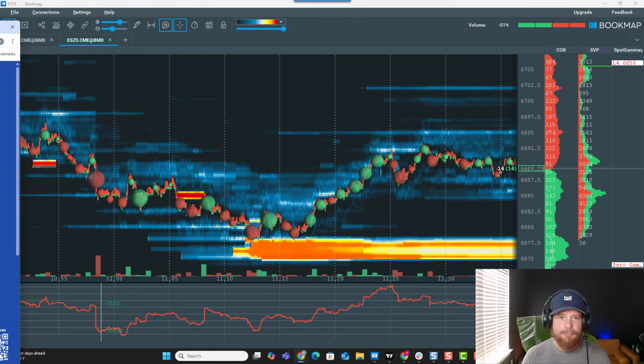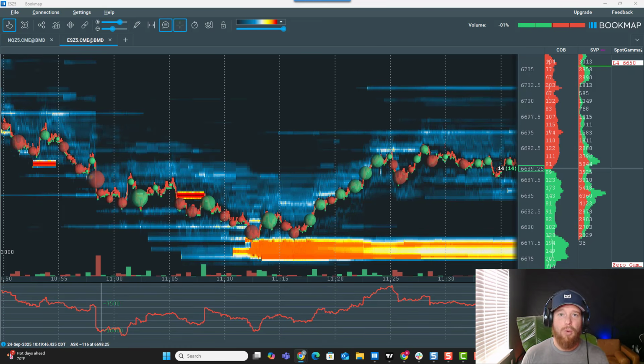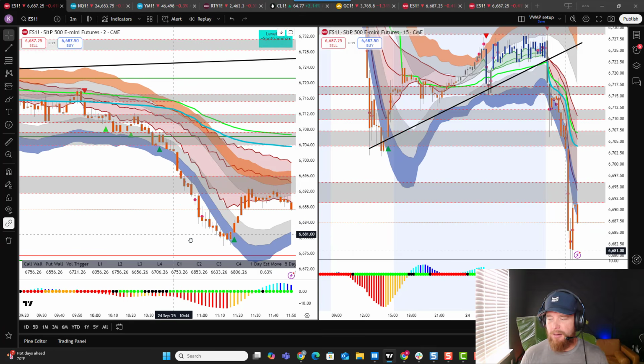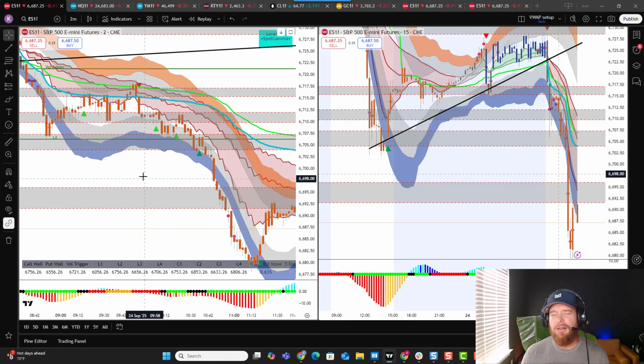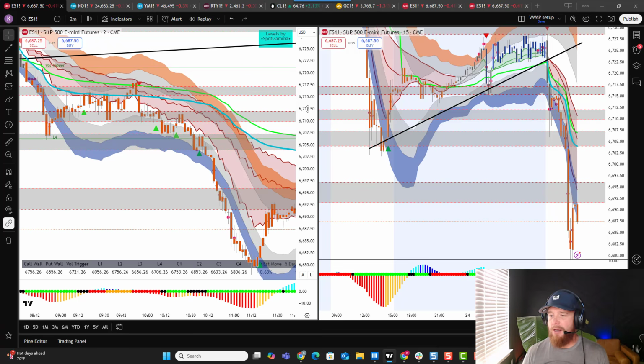All right, so let's go ahead and talk about what happened today. First off, we'll talk about the first one. You can integrate a lot of these Spotgamma levels into a lot of different things, like Thinkorswim or TradingView or Bookmap. The reason I like to use Bookmap and Spotgamma is because on Bookmap I can see the active buying and selling occurring, and then Spotgamma gives me the levels based off of 0 DTE option flow and things like that.